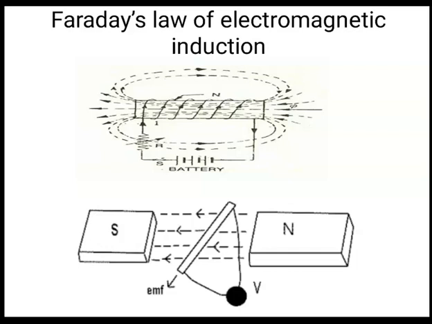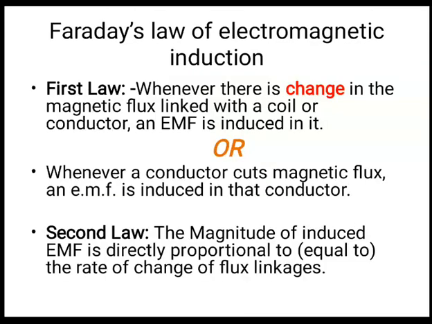So what is Faraday saying? If the flux is changed and it is linked with the conductor, then an EMF is induced in that conductor. That is why I have highlighted that change. That word change is very important. Whenever there is a change in the magnetic flux, if the flux is constant, EMF will not be induced. Whenever there is a change in the magnetic flux linked with the coil or a conductor, an EMF is induced in it. On the other hand, we can say that whenever a conductor cuts the magnetic flux, an EMF is induced in that conductor.